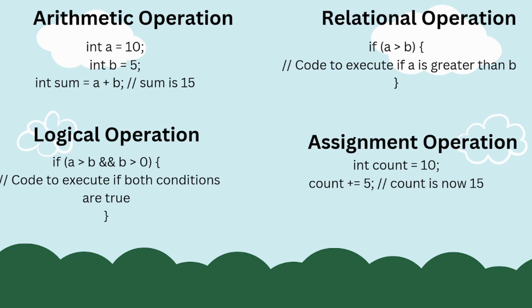On the assignment operation, we have the integer count of 10. So what we did is count plus equal to 5. This is the whole count of 15. We can multiply them, add them, to have assignment operations. This is the whole process that goes on in the Arduino programming section.